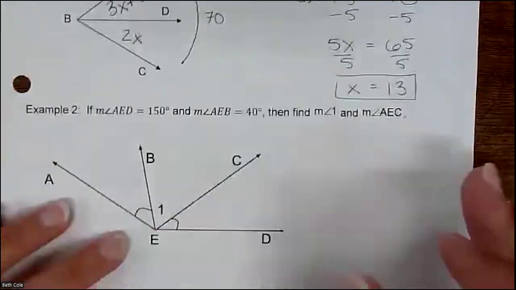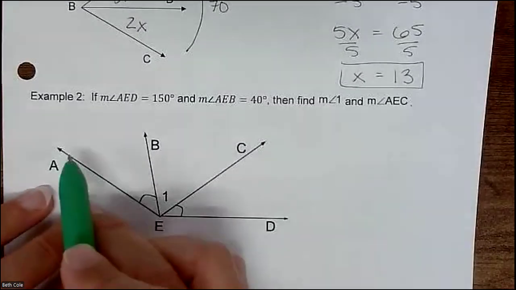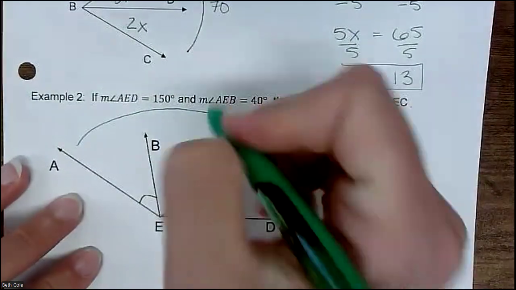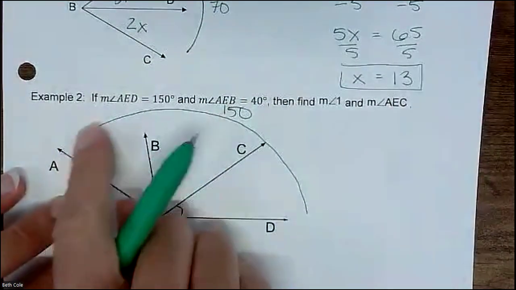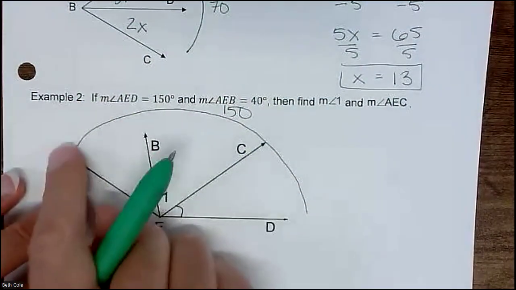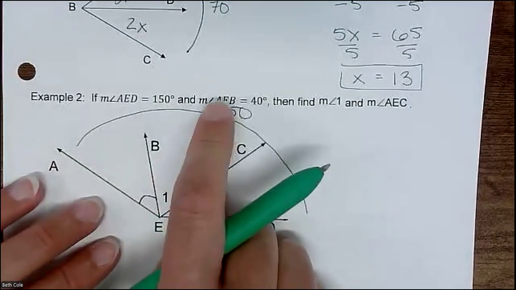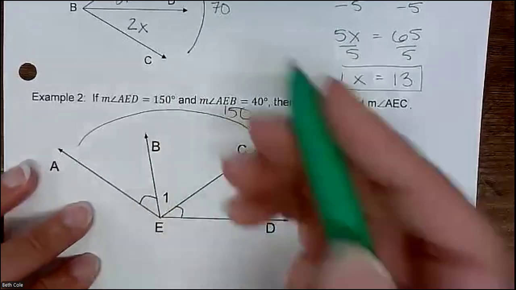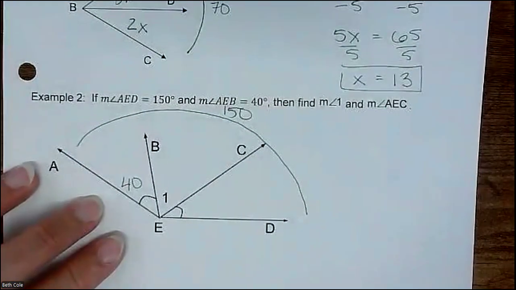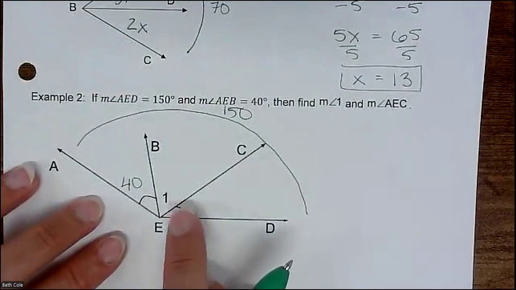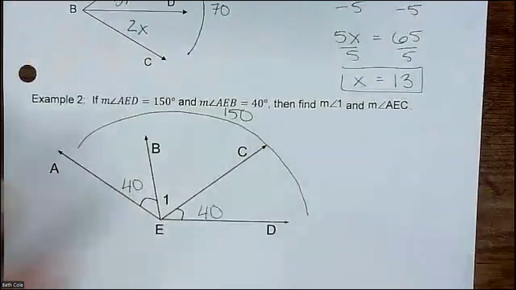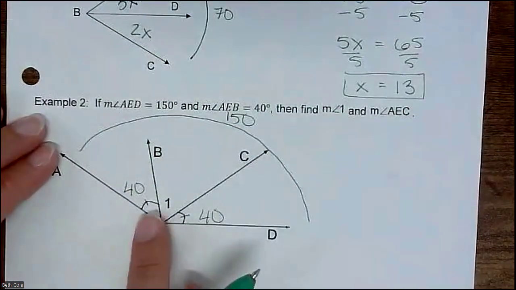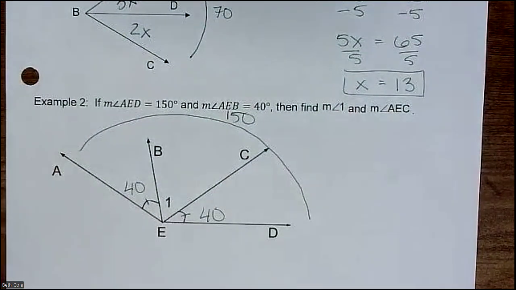All right, number 2. AED. Do you see how that's the whole thing? So the whole thing is 150. Sometimes it's hard to label the whole thing like that, but AED is the whole thing, 150. AEB, do you see how that's the one with the little tick mark in there? It says that that's 40. That means that this one is also 40. Remember, the tick marks mean that they're the same. And sometimes they'll even put a little line through it to show that those are congruent, the word we use in geometry.